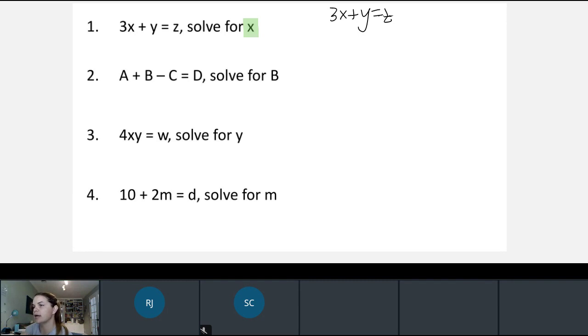Yes, you're right, the y is being added. Yes, exactly. So we're going to subtract y. Very good. So I get 3x equals z minus y. So there's one more step I need to do. What do you think it is?